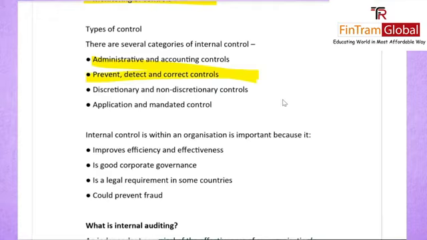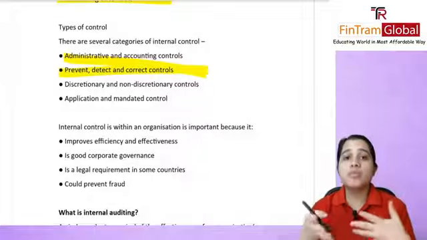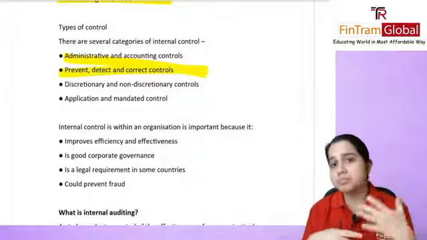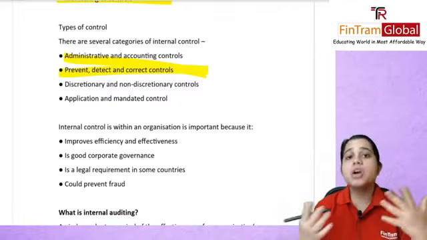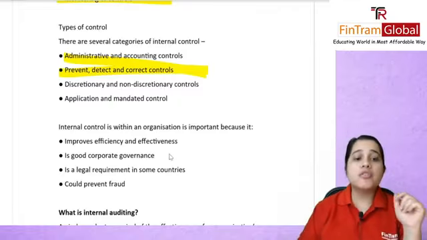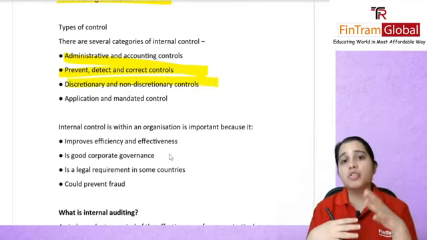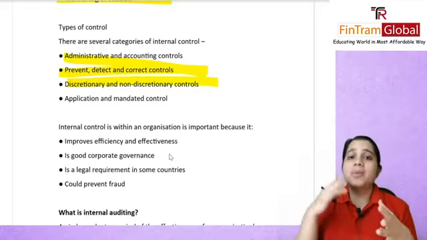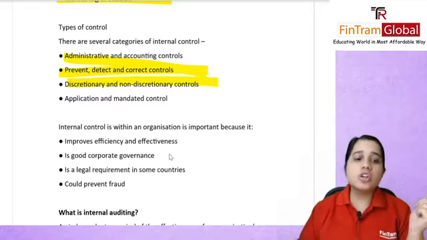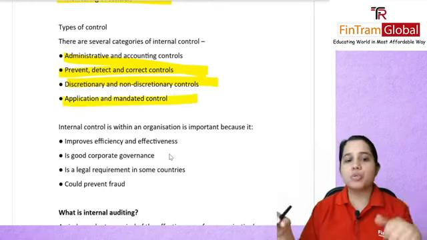So preventive controls, of course, are there to prevent any fraud from happening. Basically, you will probably say that you need to authorize amounts above a certain limit, so that you prevent fraud from happening. Then you'll have detective controls. Probably you'll do a bank reconciliation, because if something was done wrong, you will then be able to detect it. You have corrective controls to correct whatever wrong is happening. You have discretionary and non-discretionary controls. Non-discretionary is something which will be there in the system as such, you can't really change it, and application and mandated controls.